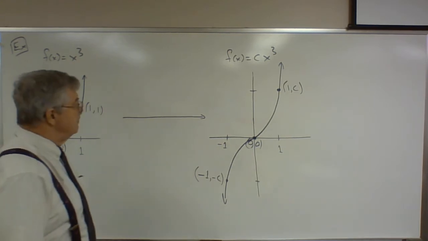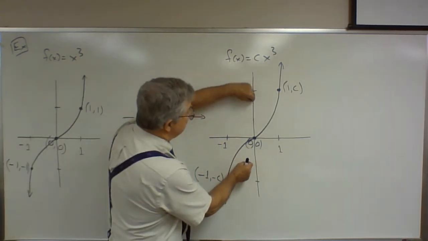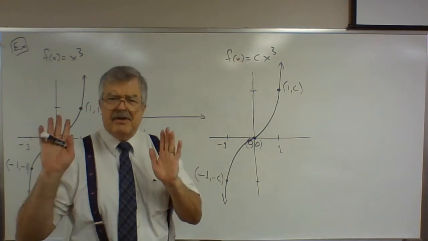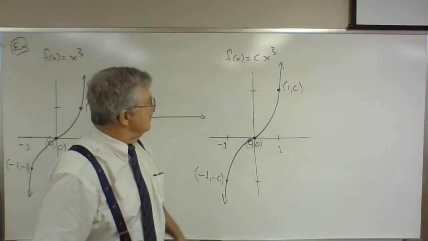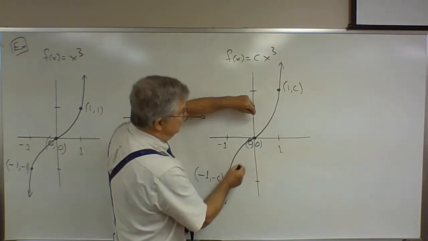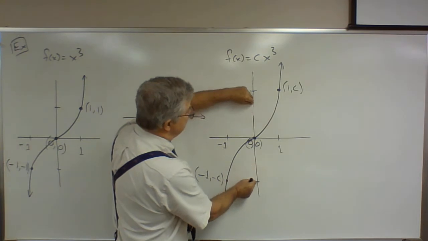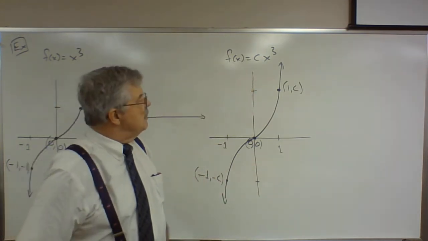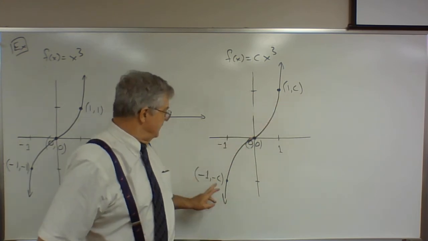And this graph has been stretched out vertically by a factor of c. Horizontally, the graph hasn't changed, but vertically, we took the graph where the y coordinates were +1 and -1 and just stretched them out so that the new y coordinates were c and -c.